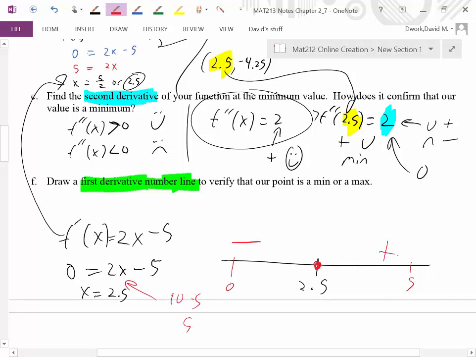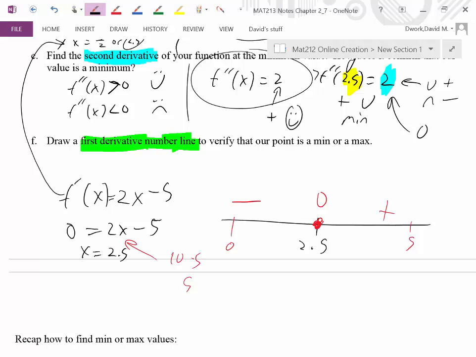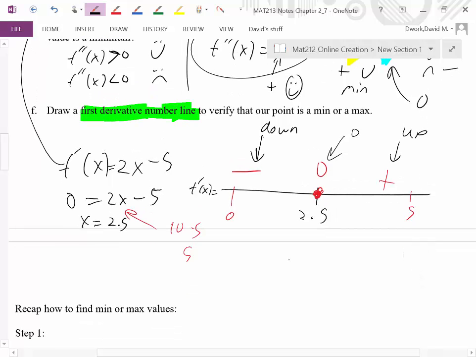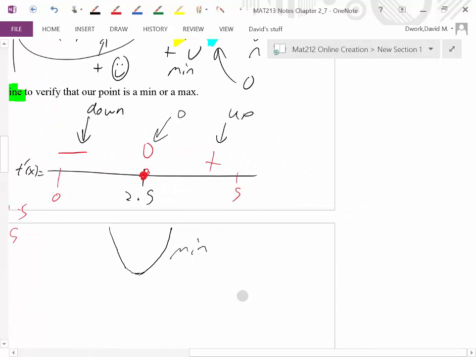So how can we look at this, knowing we have a 0 in between, and determine if this is a min or a max? Well, if we remember how to read first derivatives, this means your graph is going down. Then we had a 0. Now our graph is going up. So if you quickly sketch that, it means my graph was going down, I hit a 0, then my graph started going up. Look at that. It's a min. So we can use the number line test to interpret all of our mins and maxes.